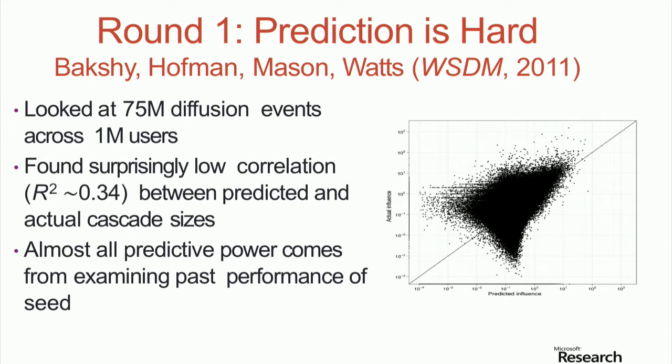So we had, at the time, a large sample of cascades from about a million users. And we built some, at the time, fairly complicated machine learning models to try to predict cascade size. And the best thing we could do was an R squared of about a third. So we could predict about one third of the observed variance. And this was with a lot of data and a lot of features on our observations and some state-of-the-art machine learning models. But even more discouraging than that result is that almost all of the predictive power came from a single feature.